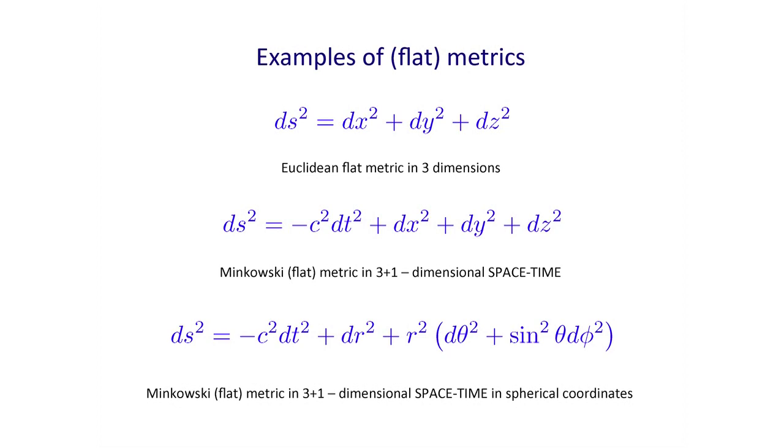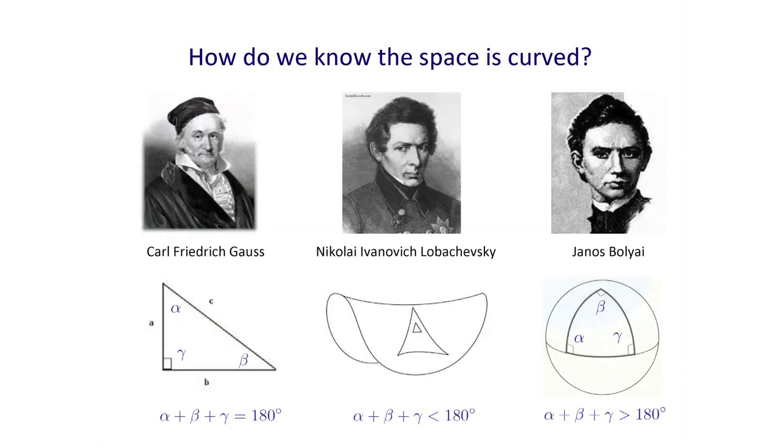Again, you can write this metric in different coordinates. For example, in spherical coordinates, and again, there is this time element minus c squared dt squared, but this part is written in spherical coordinates. How do we know that our space-time is actually curved? What kind of local experiments or non-local experiments can we do to determine the curvature of space-time around us?